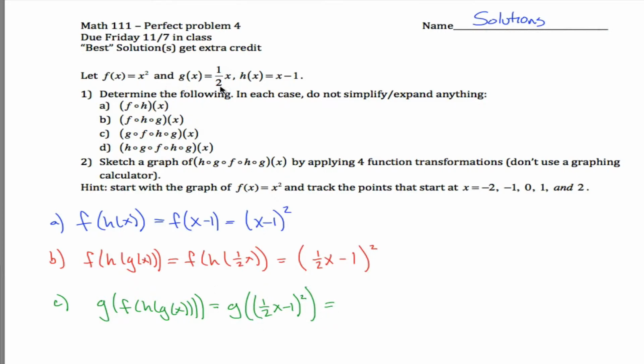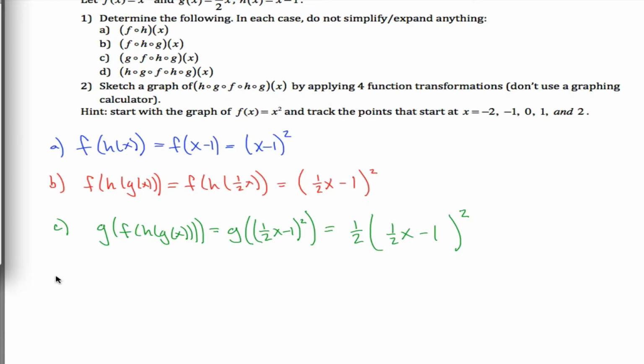So what I have to do is take g of x up here and rewrite it, except everywhere I see the letter x, I replace it by all this stuff inside the parentheses. So I get 1/2, and then instead of times x, I say times 1/2 x minus 1 squared, the stuff inside the parentheses.